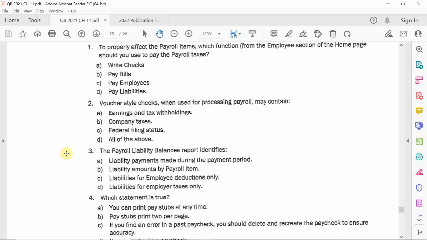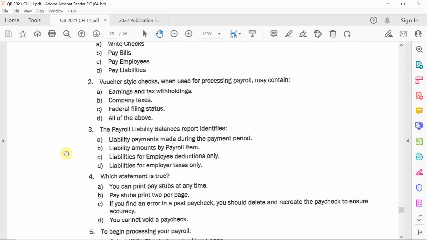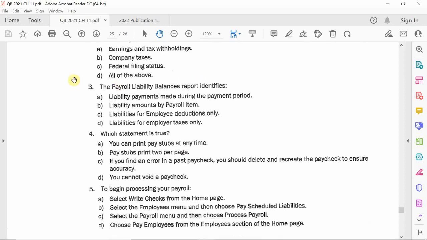Number 3, the payroll liabilities balance report identifies what? B, as in boy, is correct. Liabilities and liabilities amount by payroll items. Good. Okay. I think I just showed you that one earlier, right? Liability reports, or I know I did payroll by items.